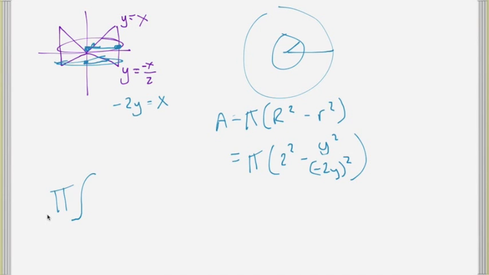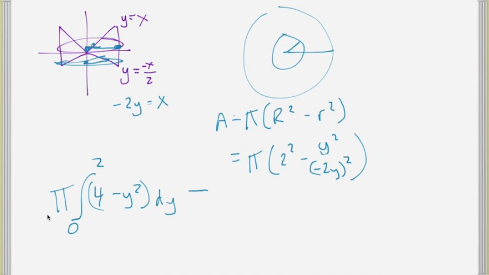For the top, I would do 4 minus y squared. And what would my limits be for that top one? 0 to 4. 0 to 2?